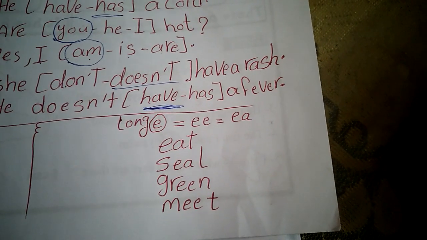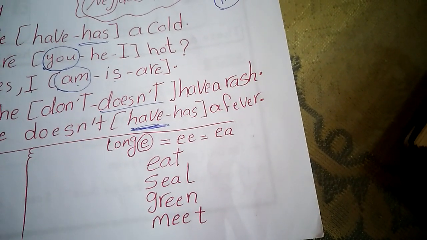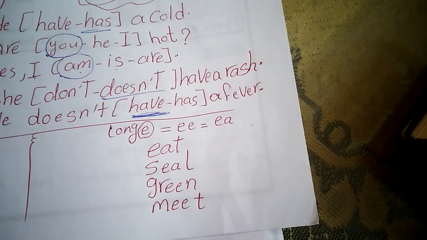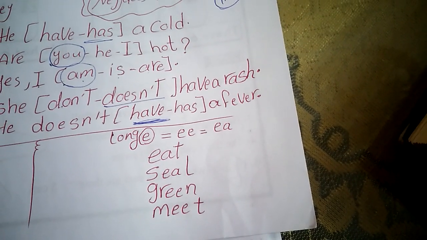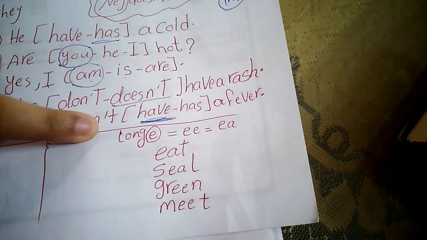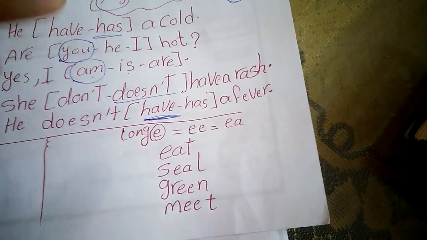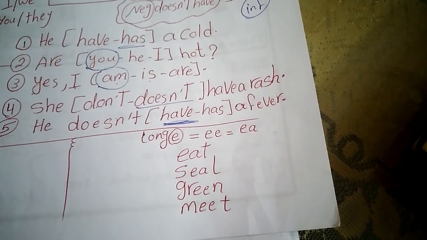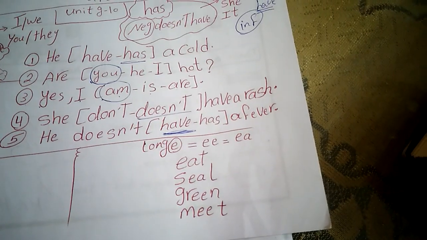Okay, about long E. Eat, seal, green, meat. I can see this sound in double E or EA. EA or double E, they have the same sound, E. The difference, when I save or study these words, I will know.